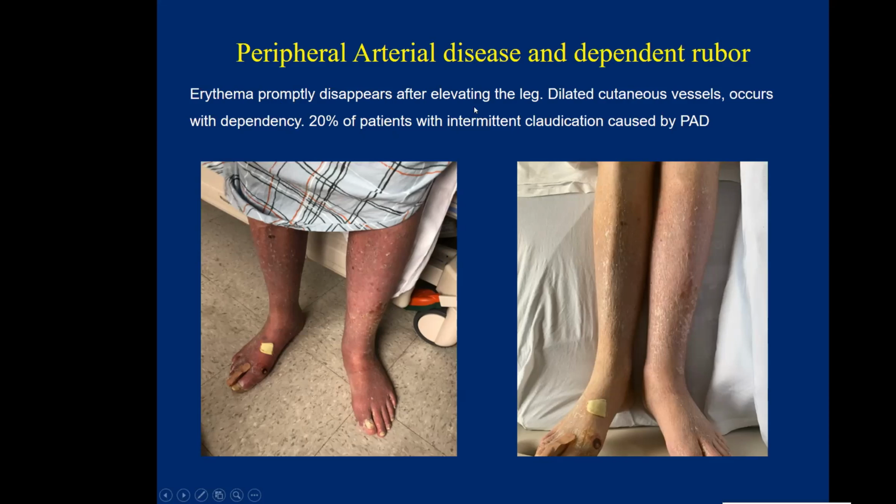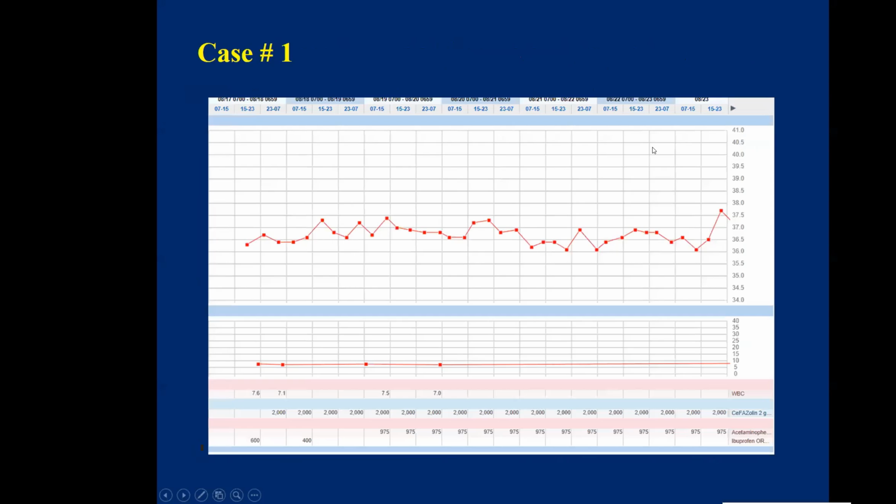So erythema disappears after elevating the leg, and this can occur in patients with peripheral arterial disease. This is actually what our patient had. So this is our patient. He's admitted to the hospital. You're giving the good old cefazolin, 2 grams, 2 grams, 2 grams. You have here your fever curve, like no fevers. And then after, we actually stopped checking his white count because he never developed a white count.